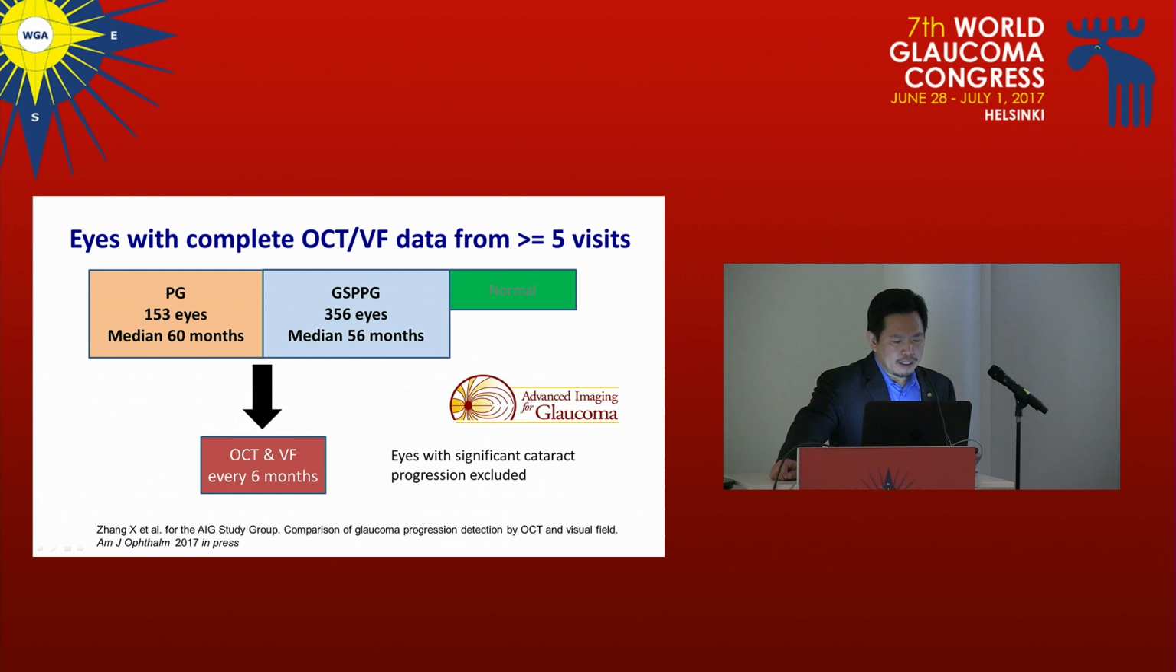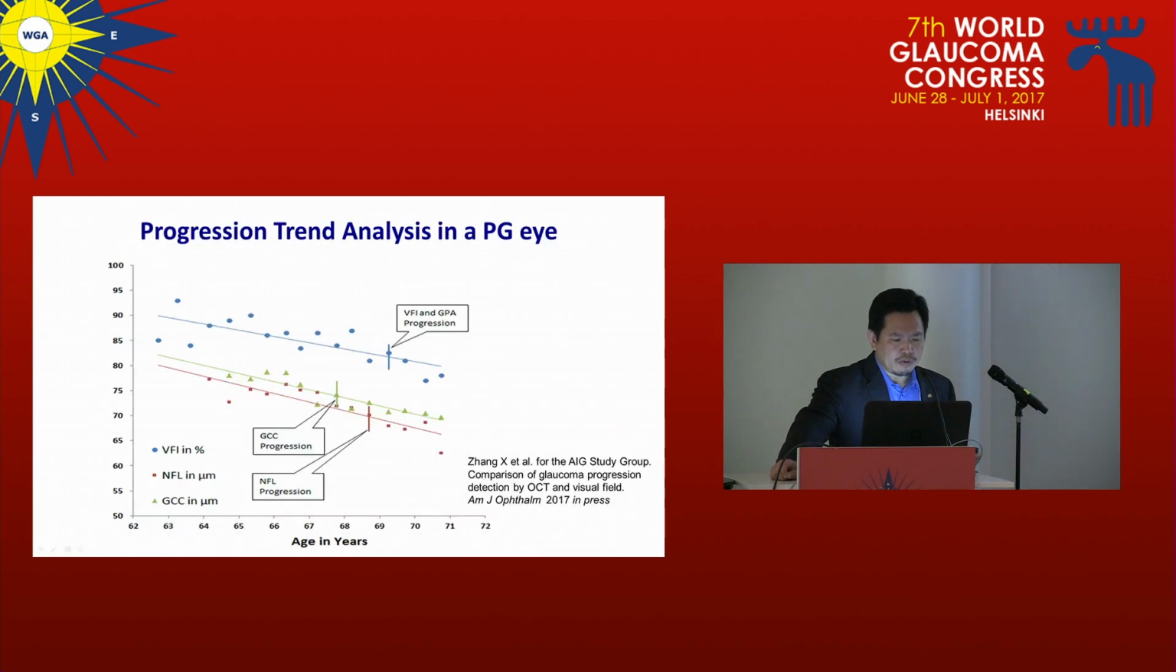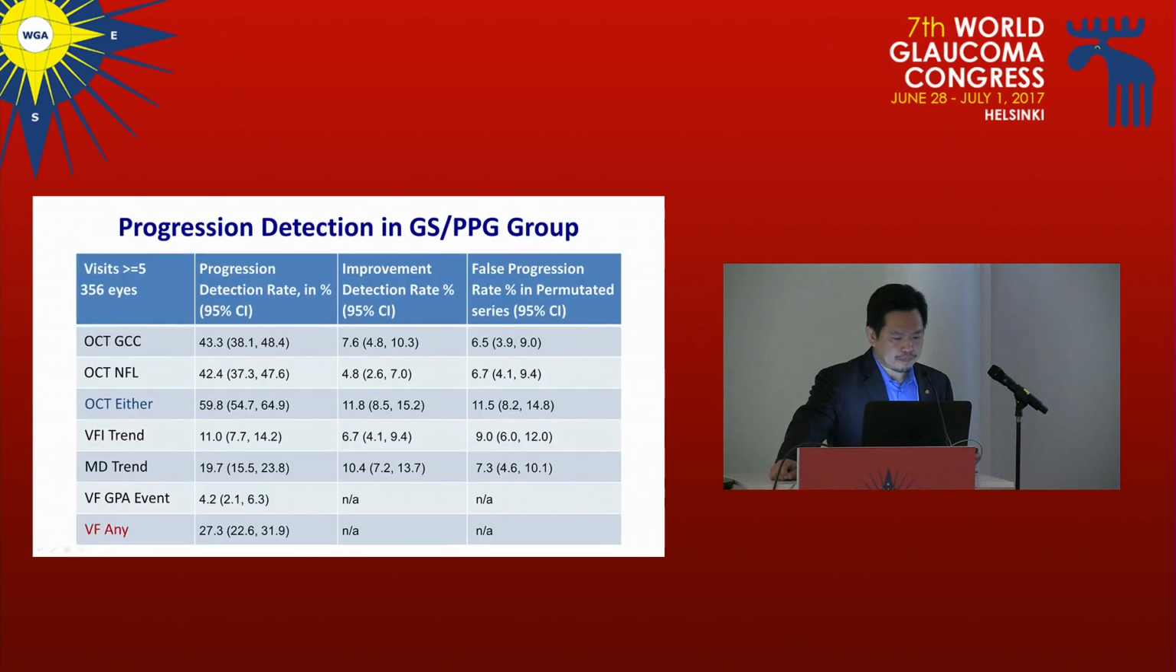This group had OCT and visual field tested every 6 months, and we selected those eyes that had at least 5 visits so we can perform trend analysis. And this is a typical example where we did trend analysis by linear regression and detected progression earlier with the OCT parameters because there's less variation compared to visual field VFI or MD.